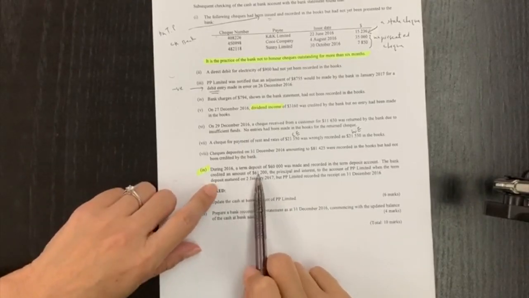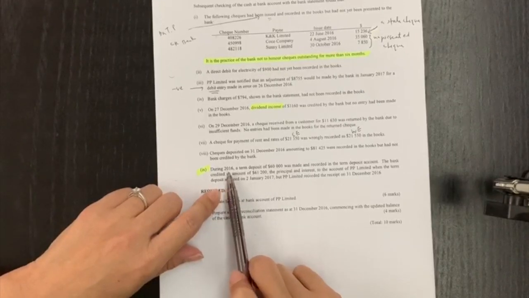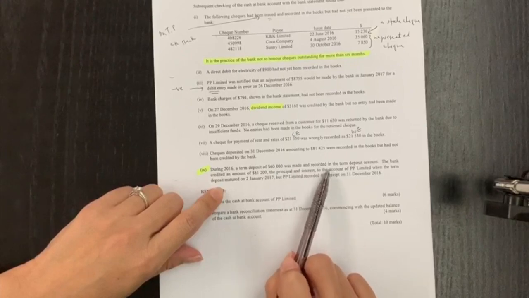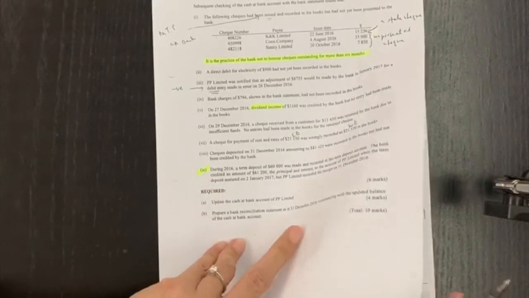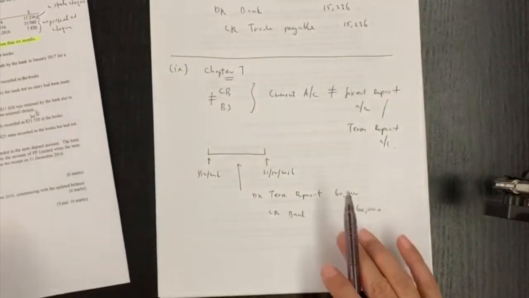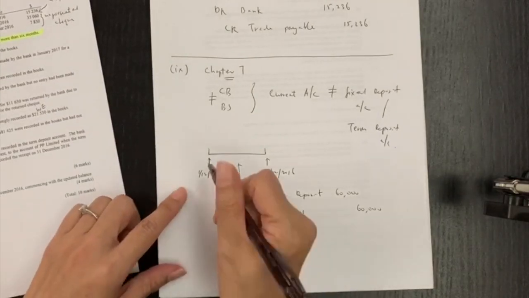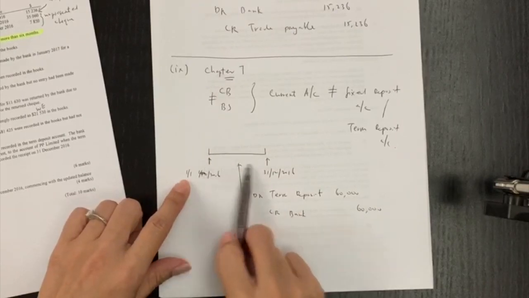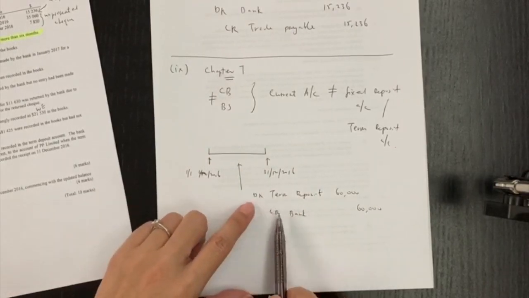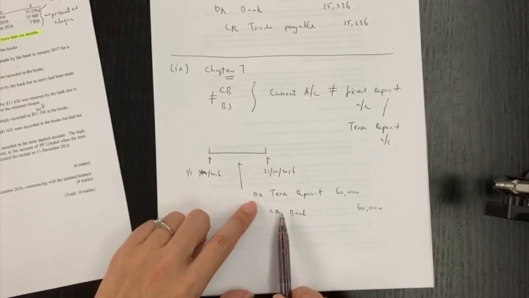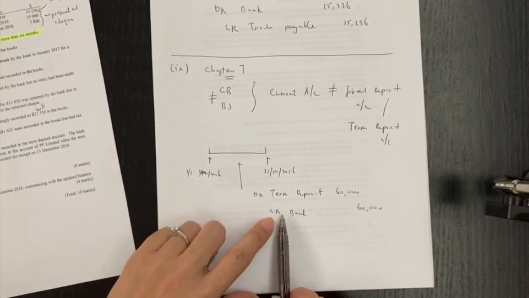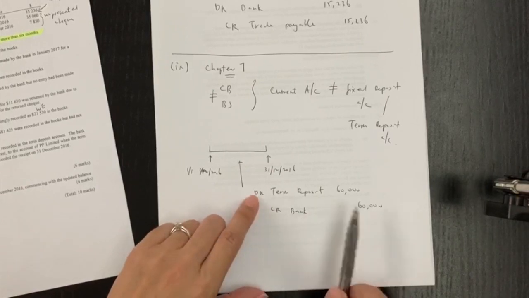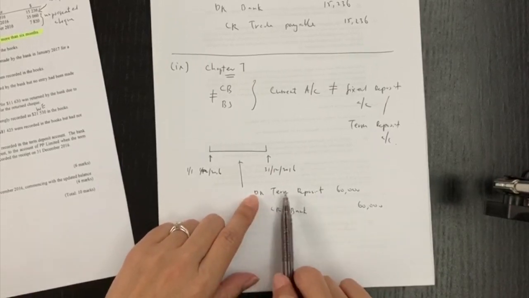Okay, so let's look at the information. During 2016, a term deposit of 60,000 was made and recorded in the term deposit account. So therefore, I have this double entry. During the whole year, a term deposit was made and recorded. Credit bank means we transfer 60,000 into a term deposit account, so we debit term deposits.